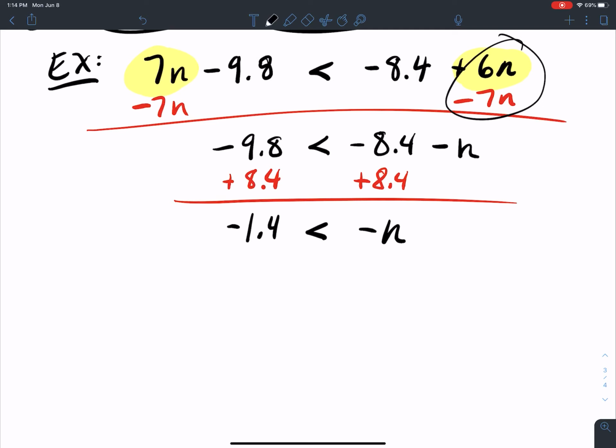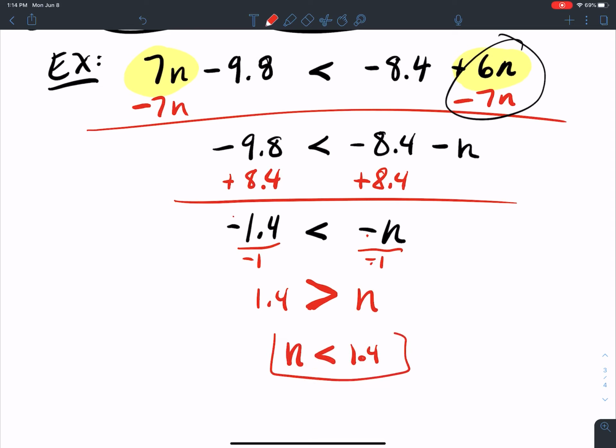Now, I want to get n by itself, so I am going to do a division. I'm going to divide by negative 1. Now, when I divide or multiply by a negative number, what happens? The inequality turns around. Okay, so the inequality changes. Negative and a negative make a positive 1.4. Negative and a negative make a positive n. So this becomes n is less than 1.4 for our answer right there.